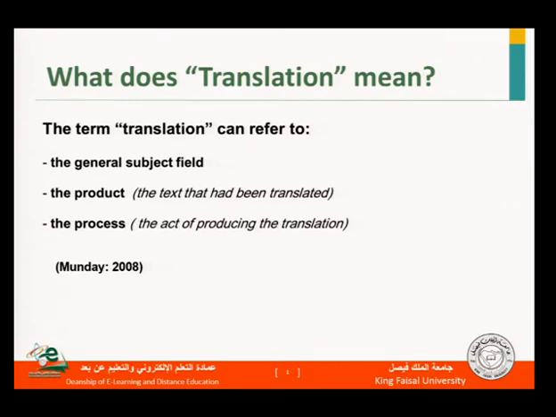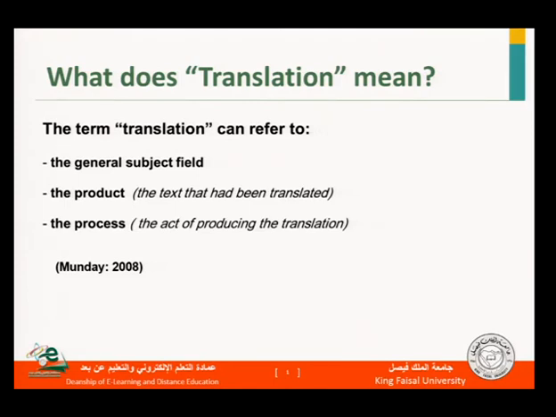The term translation can refer to the general subject field, everything that's happening in translation, whether it is you the translator or the text or translating strategies or whatever is related to translation, you may say that this is translation. Like you say, for example, biology, Arabic, religion, history, translation, health, and so on. It is like a big title under which you can find many things related to that title. So it is a general concept, anything related to translation; it can be considered the general subject field.